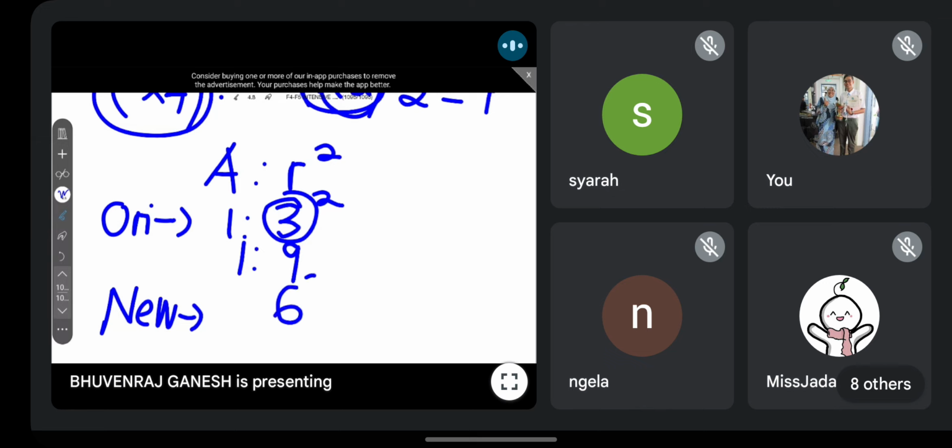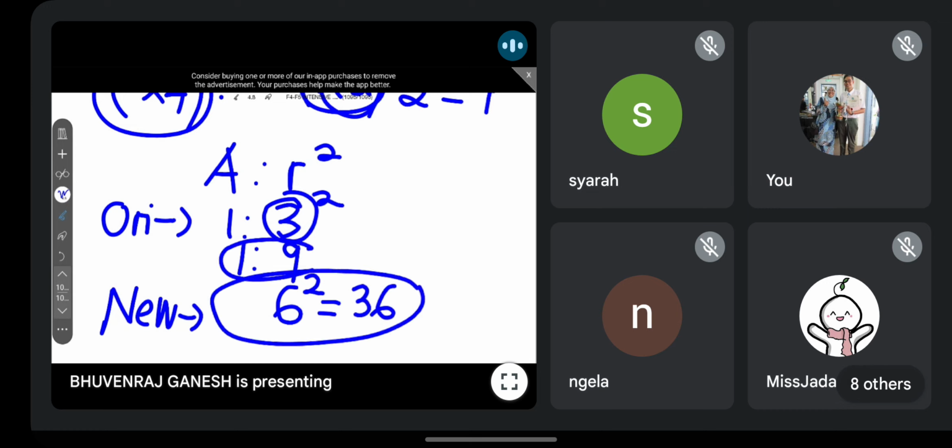Correct? So this 6, you must power 2. 6, you must power 2. So 6 power 2, you get 36. Correct? So now you see guys, try to compare these 2 ratios. What is the A value here? Can you all tell me?